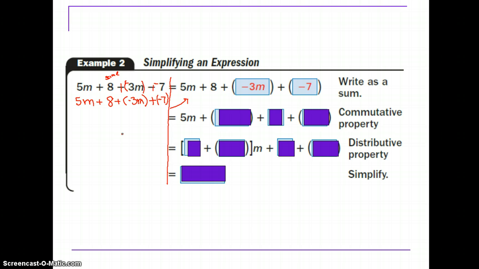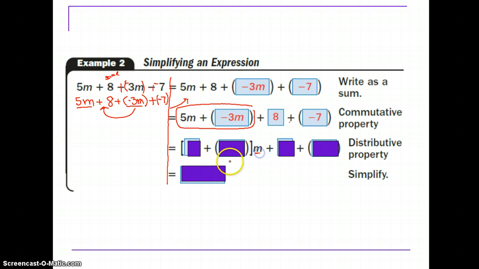Now what we're going to do is we want to put together the like terms. The like terms here are 5m and negative 3m. So I'm just going to move this one over and then move the 8 next to where the 3m is. That's the commutative property, that I can switch those around because what are we doing? We're adding in between each term. Now I can use the distributive property. How? Well, what do they have in common? What does 5m and negative 3m have in common?